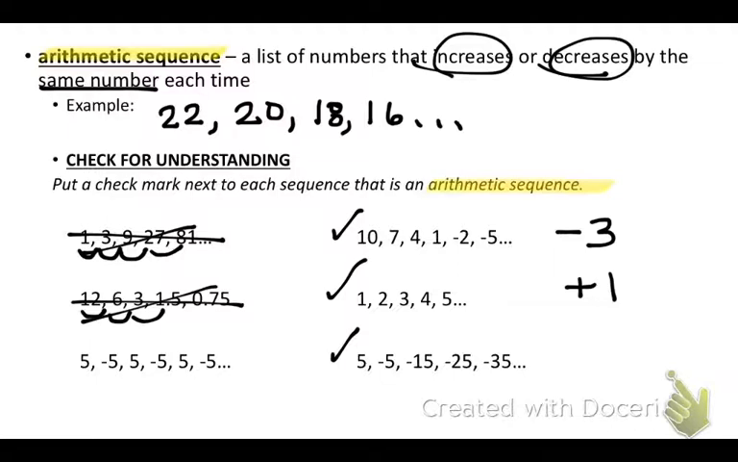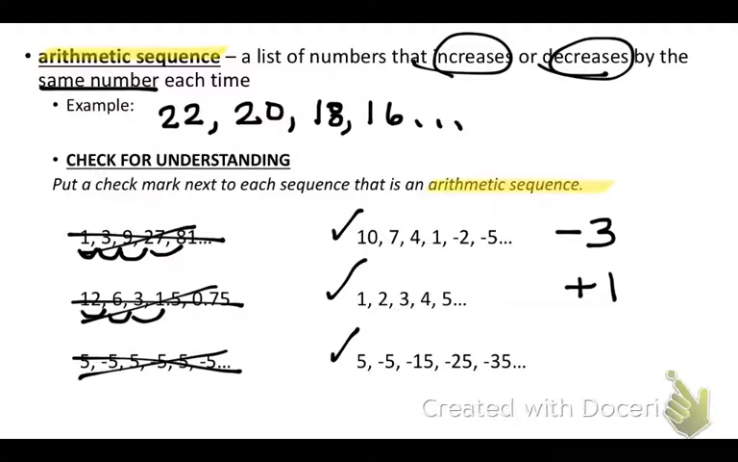You may have put a check mark next to this one on the bottom left. 5, negative 5, 5, negative 5, 5, negative 5. It is true that it goes down by 10, up by 10, down by 10, up by 10, but an arithmetic sequence would only do one of those things over and over again. So this is not an arithmetic sequence.